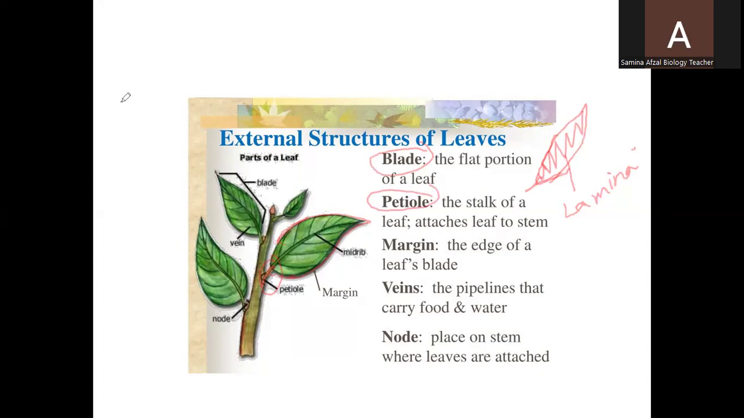Margin is the edge of the leaf, and then a network of veins is present to carry food and water, and the main vein is called the midrib. Node is a point on the stem from where a leaf originates. So the distance between two nodes is called the internode.